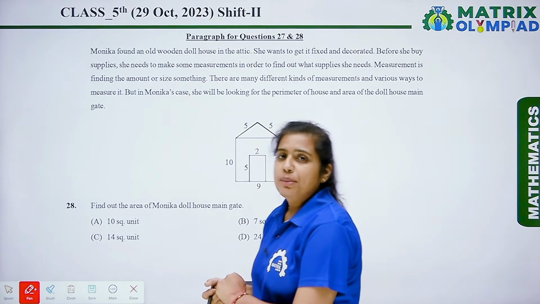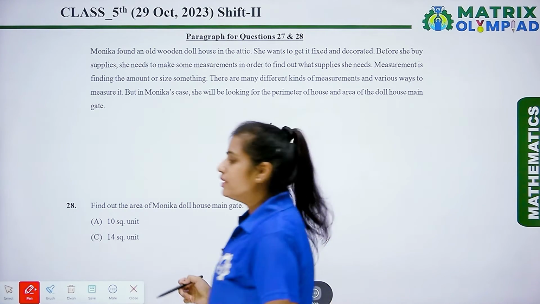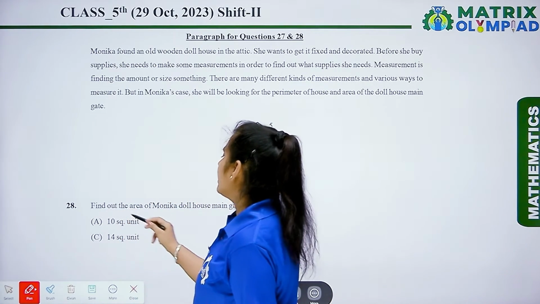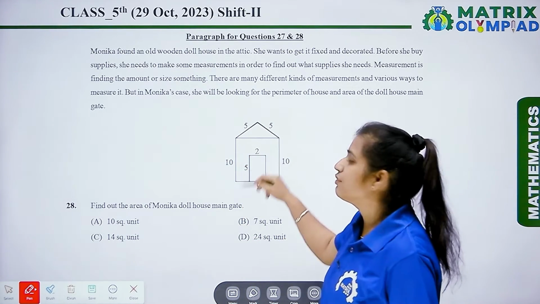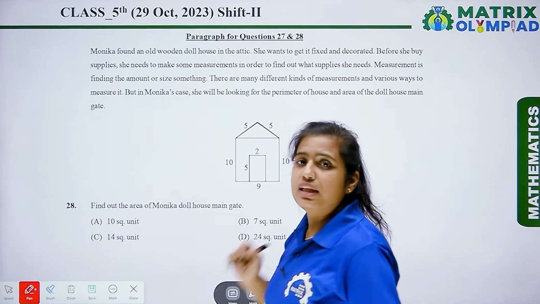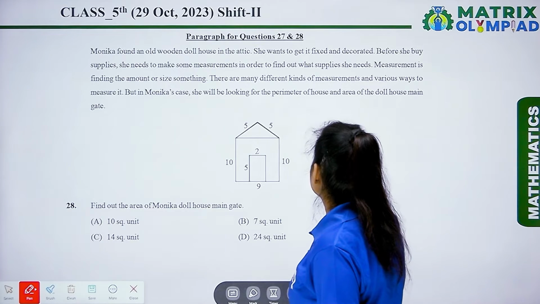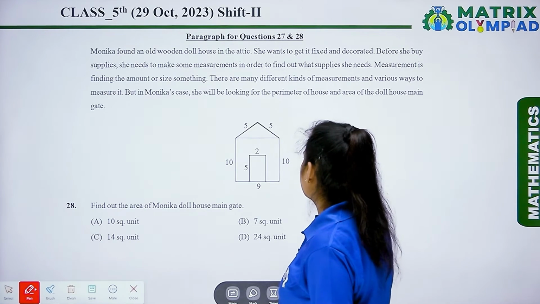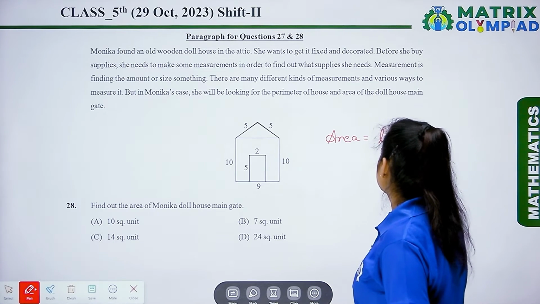Now here in question number 28, let's see what is the next thing Monica wants. Find out the area of Monica's doll house main gate. So here we have to find out the area of Monica's gate. So here the length and breadth of the main gate are given to us, that is 5 and 2. So here the area is L into B.